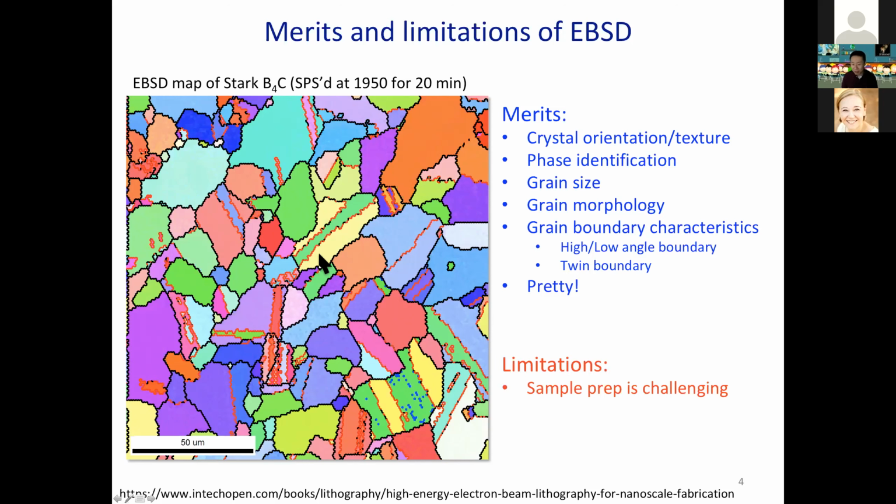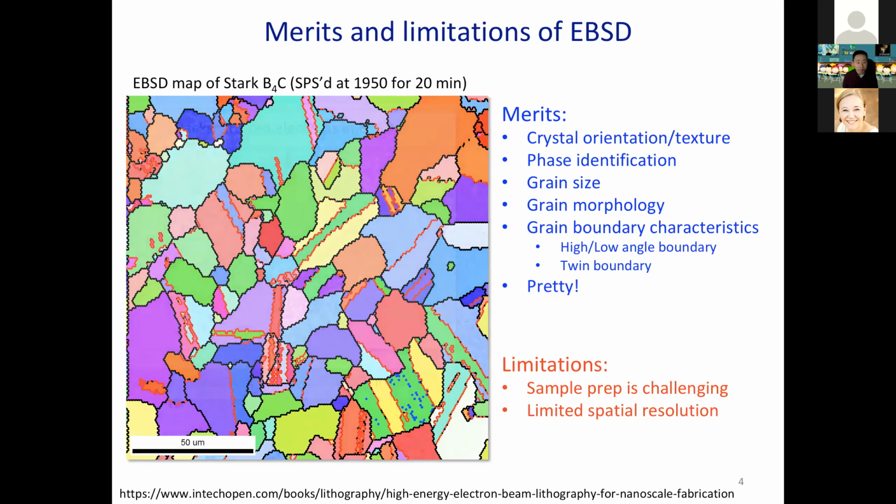However, for EBSD, there are some limitations. The first limitation is sample prep, especially before the age of ion milling. Sample prep is extremely challenging to give you a good sample surface that you can do EBSD on. Whoever has done EBSD will know how challenging that is. The second limitation is more intrinsic. It's governed by physics.